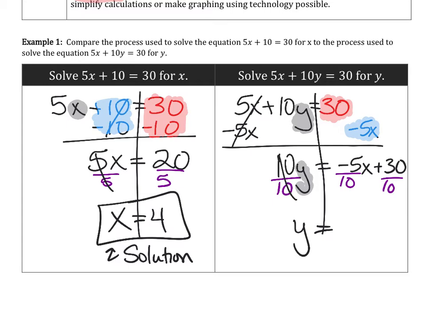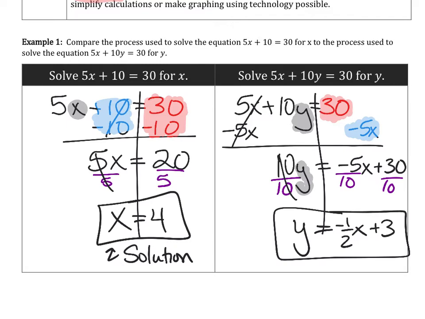In your calculator, in your brain, what is negative 5 divided by 10, given to me as a fraction? Negative 1 over 2. Then I'm going to put the x next to it. What's 30 divided by 10? 3. That's when I'm done. Where did the 30 come from? It was in the original equation.